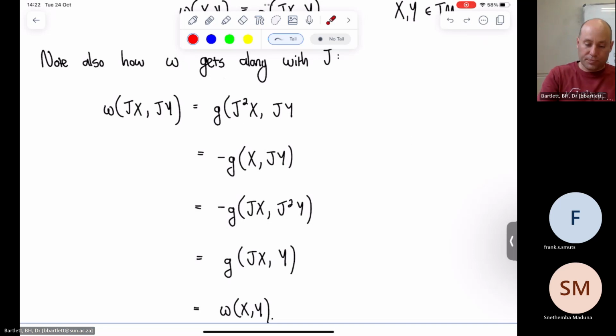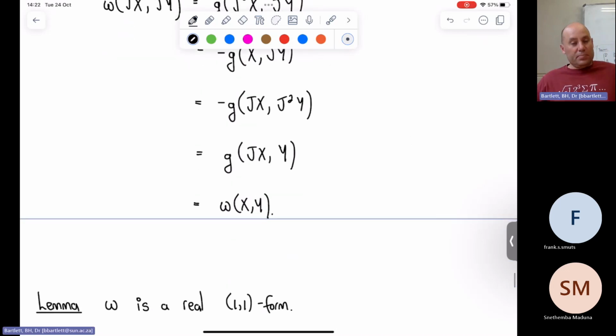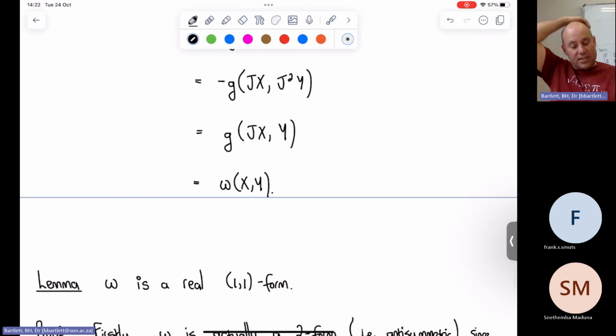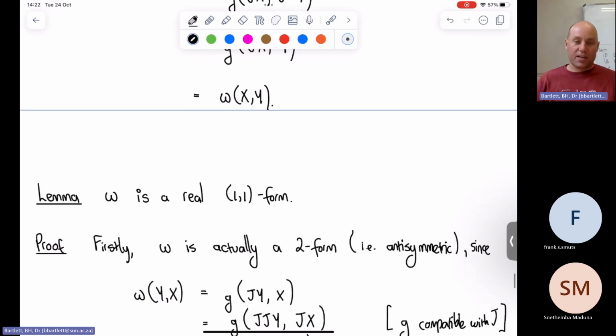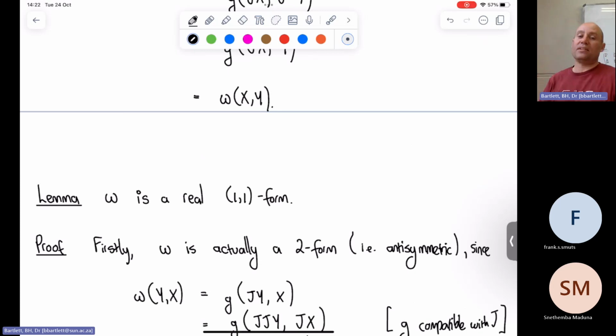Okay. Now let's just check this statement that omega, this fundamental form, is actually a 1,1 form. So the first thing is I'm claiming that it's a certain kind of 2 form, namely a 1,1 form, but I should check that it is indeed a 2 form. The only thing I need to check is that it's antisymmetric, because a 2 form is a machine which eats up 2 vectors linearly in each slot and is antisymmetric in the slots. So I've got to calculate omega of y comma x and prove that it's equal to minus omega of x comma y.